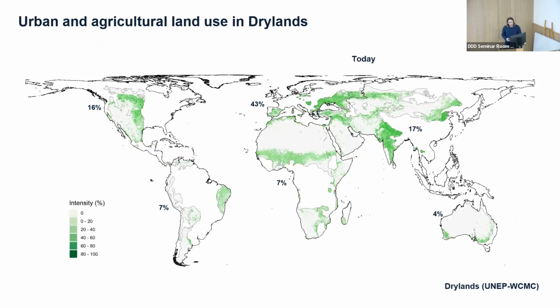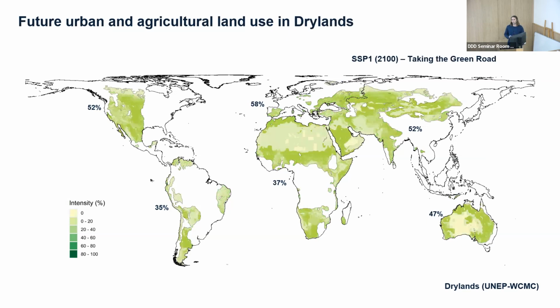Finally, we evaluate urban and agricultural land use pressures today and under different future climate scenarios in drylands. Agriculture is by far the most significant driver of land use change globally and in drylands. These colors show the land use intensity, with darker colors showing a high land use intensity. Numbers in bold show the average land use intensity in drylands by continent. Okay. Next, we evaluate future land use scenarios under different climates and socioeconomic scenarios in 2100.